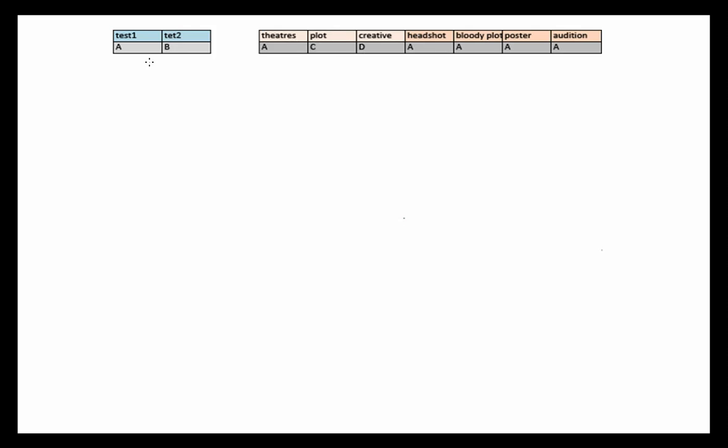some grades. Right here are your test grades. The way this is going to work is that each grade is assigned a number. So if you have an A, you have 4 points, a B is 3 points, a C is 2 points, a D is 1 point, and a failing grade is 0 points.